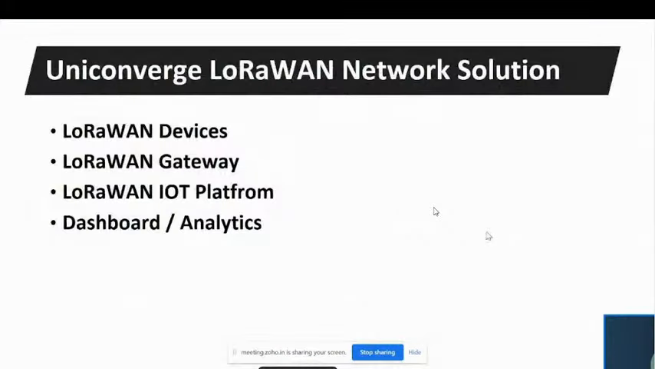So UniConverge provides a complete LoRaWAN network solution. We provide LoRaWAN devices, we provide LoRaWAN gateways, LoRaWAN IoT platform, which combines our LoRaWAN network servers and the application server. And then we will have a dashboard and an analytics system named as UCT Insights.